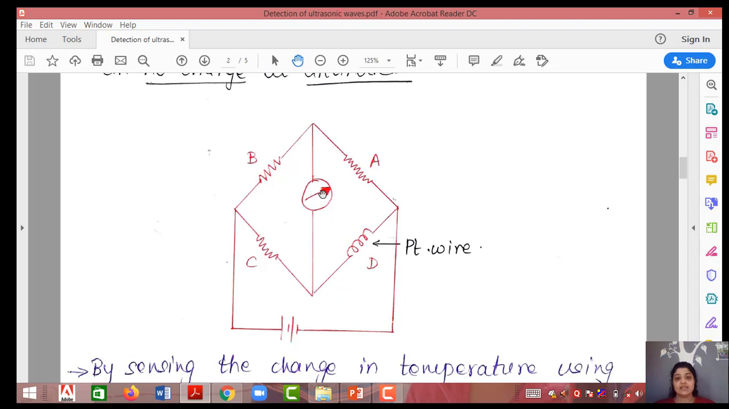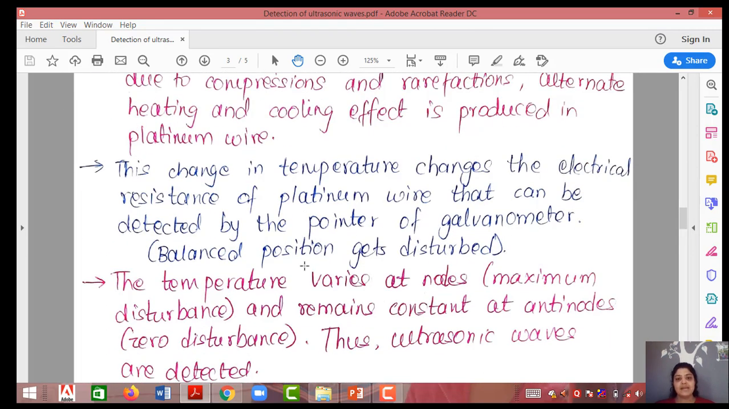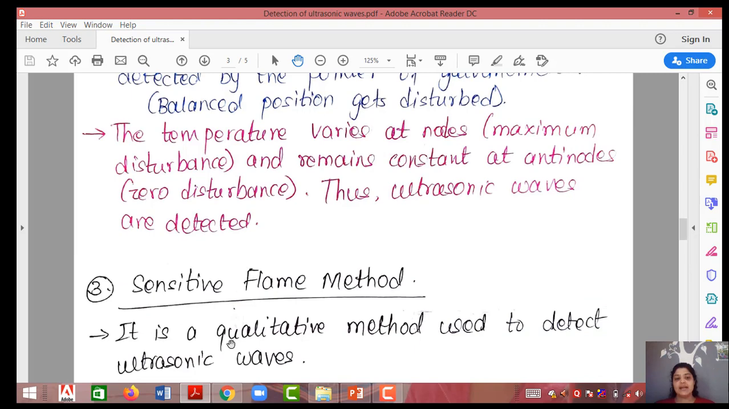After a particular distance, there will be an antinode. At the antinode, temperature will have no change, so resistance will not change and the bridge will be balanced again. Again after the same distance, it will be imbalanced, again it will be balanced, and this is how we come to know that ultrasonic waves are present in the given medium. So the temperature varies at the nodes. It becomes maximum disturbance, and it remains constant at the antinodes. It becomes zero disturbance. Thus, ultrasonic waves can be detected.